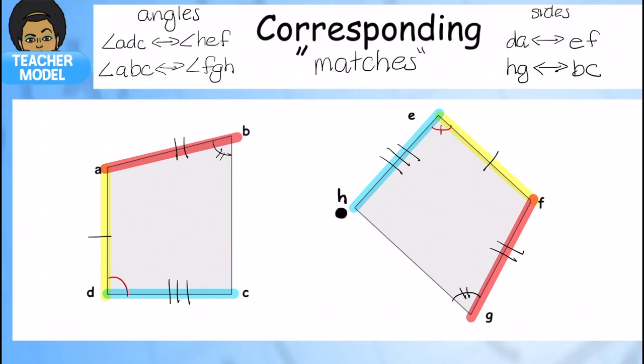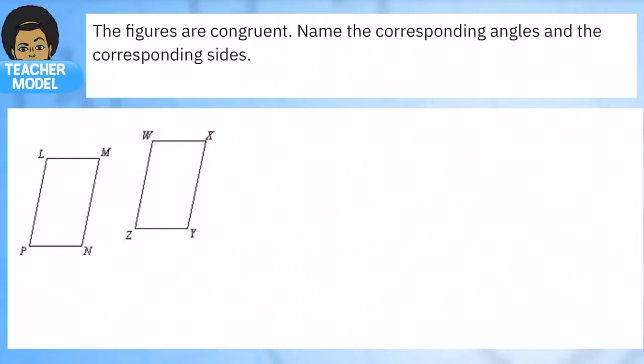And let's do a quick example. Okay, here you have another polygon. I can see the directions, they are congruent. So we want to name corresponding angles and corresponding sides. I'm just going to name 2. There are multiples in this one. So let's start with sides. And then we'll do angles.